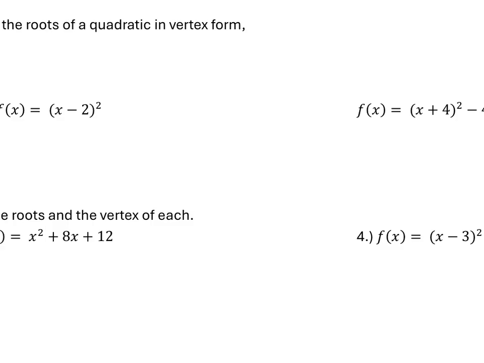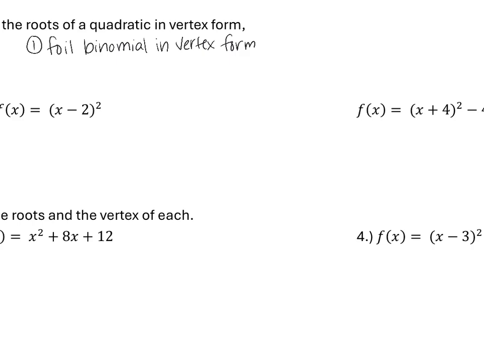The roots of a quadratic in vertex form. So remember we talked about finding the roots: we factor, we do our x method, but we can only do that when we have the equation in standard form. So if you are given it in vertex form and you're asked to find the roots, you need to, number one, FOIL the binomial in vertex form.